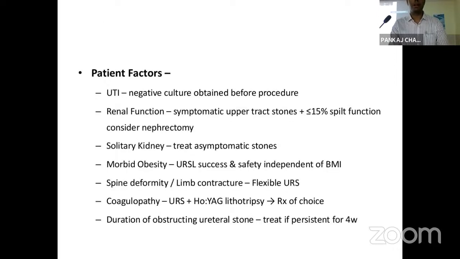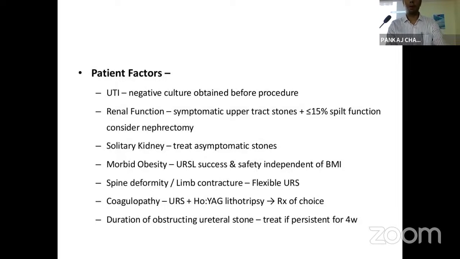Now the patient factor. First, the patient should not have any UTI, so a negative culture should be obtained before the procedure. Regarding renal function, in a symptomatic upper tract with less than 15% split function, nephrectomy can be considered. In solitary kidney, even asymptomatic stones are treated.